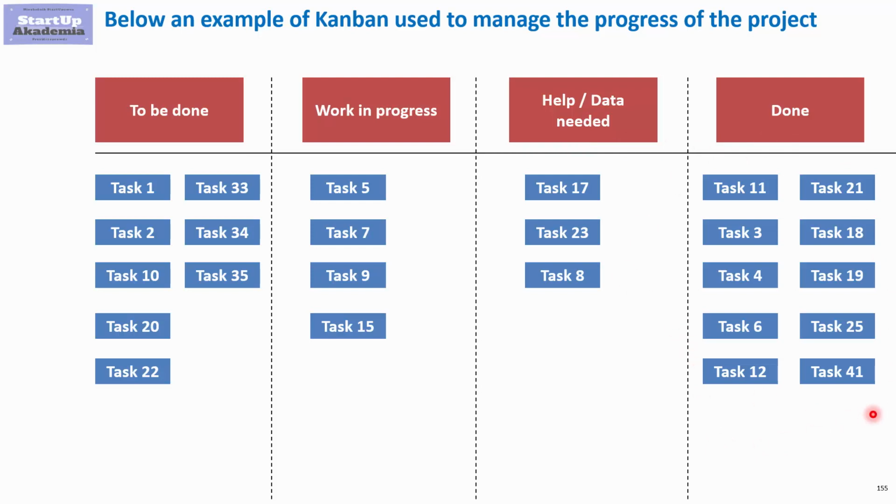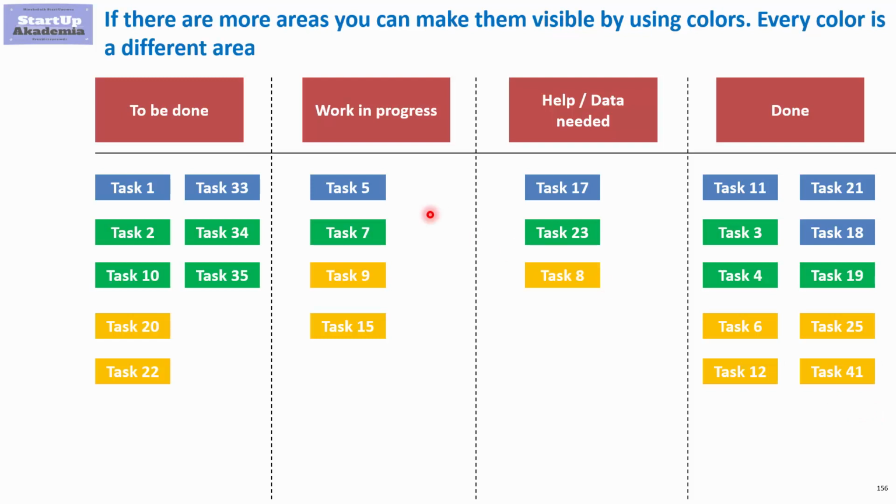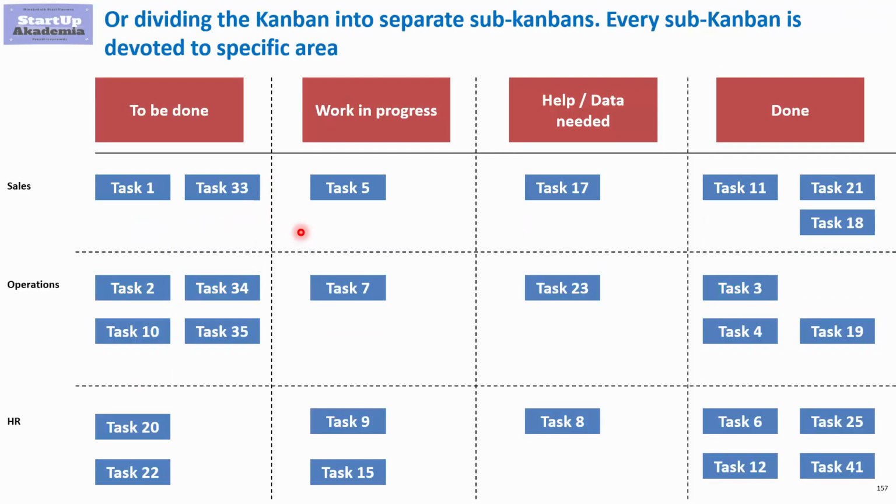If you have more areas, sometimes you want to divide it somehow. One of the ways to do that is simply to add colors. So one color is one area. Here we've got 3 areas, so we've got 3 colors. You can also divide them with lines. For example, if we had sales, operations, and HR, we would put things related to the sales area at the top, operations in the middle, and then HR in the bottom part.